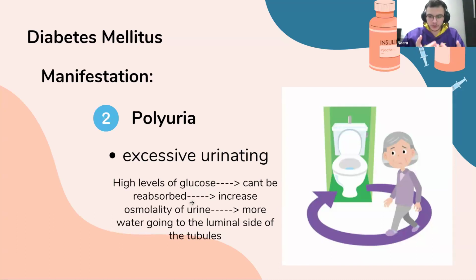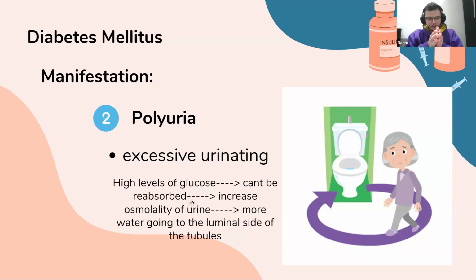What happens when the urine becomes hyperosmolar? It's going to attract water from the adjacent blood vessels. So more water is going to go into the luminal side of these tubules. So you're going to secrete more water and more Na and more potassium and more glucose in your urine. That's why they always want to go to the bathroom, and that's why they urinate way more than a normal person, because there's always an excessive amount of glucose going into that urine, increasing the urine osmolality, which attracts more water, so they want to go to the bathroom again.